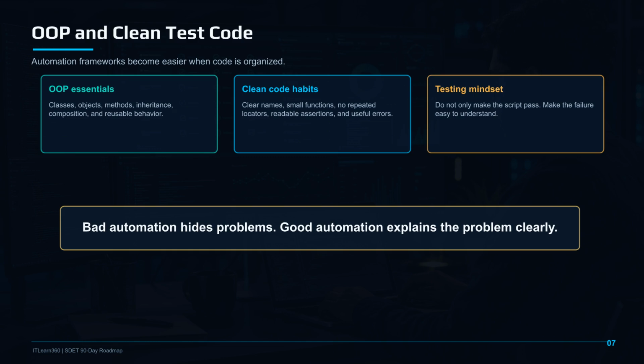Clean code is equally important. Use clear names, small functions, readable assertions, and meaningful error messages. Avoid copying the same locator or logic into many test files. A simple rule is this: bad automation hides the problem, while good automation explains the problem clearly. Once your code is organized, you are ready to apply it to web UI automation.